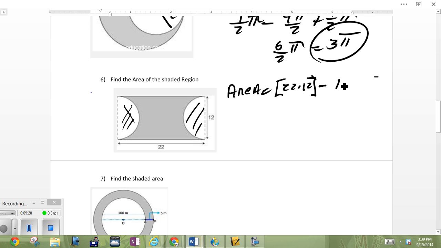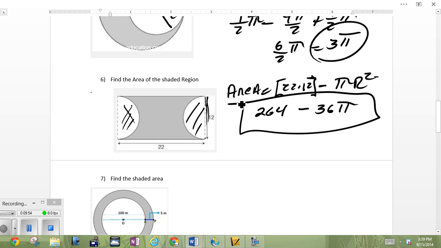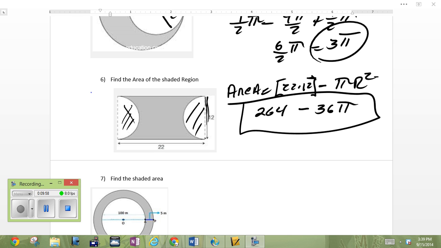minus the area for the circle, which is pi r squared. So it's 12 times 22, which I believe is 264. 264 minus, okay, and r, well, here's the diameter, which is 12. R is half that, which is 6, so it's minus 36 pi. And guess what? We leave it just like that. That's the answer, okay? We'll do the other half of them in another video, okay? So there you have it.